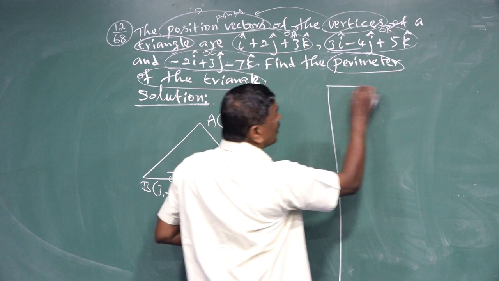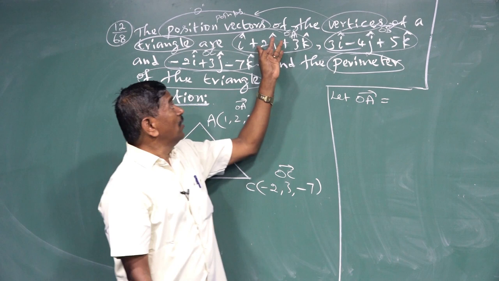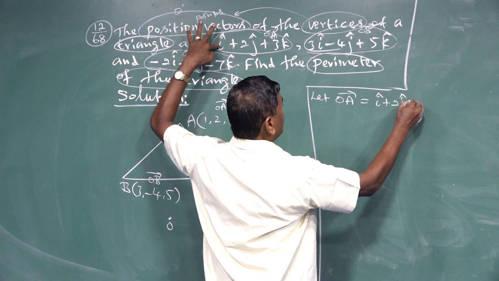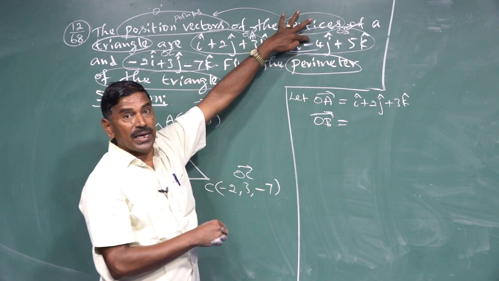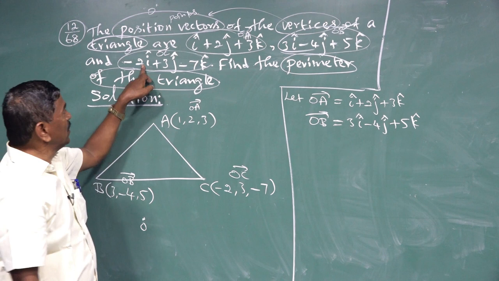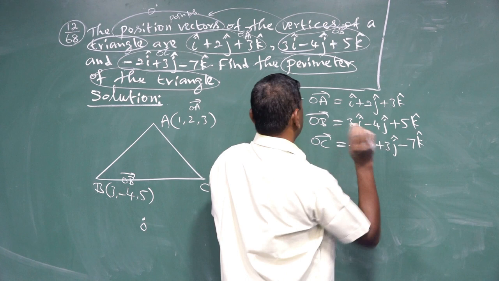Now theory part. Already we have that: first one OA vector, second one OB vector, third one OC vector. What is OA vector? OA vector is equal to I cap plus 2J cap plus 3K cap. Similarly OB vector is equal to 3I cap minus 4J cap plus 5K cap. Next, OC vector is equal to minus 2i cap plus 3j cap minus 7k cap. OA vector, OB vector, OC vector ready.